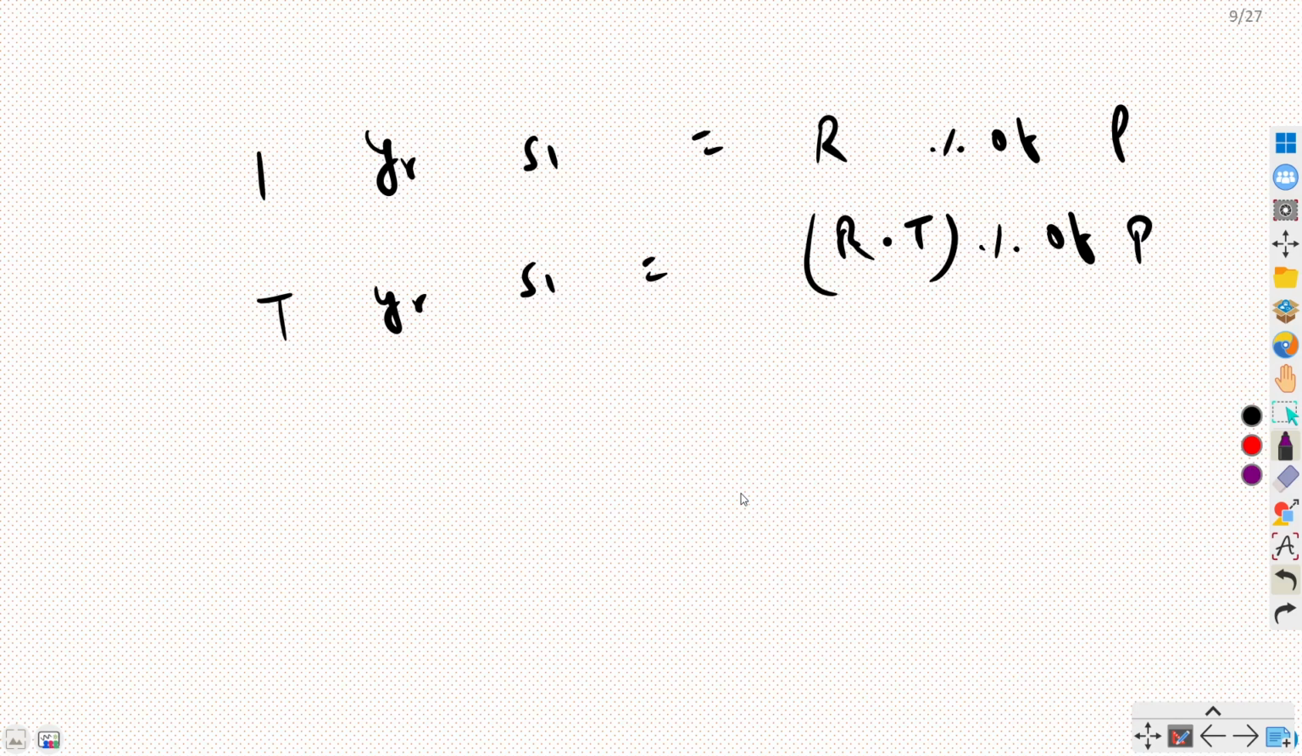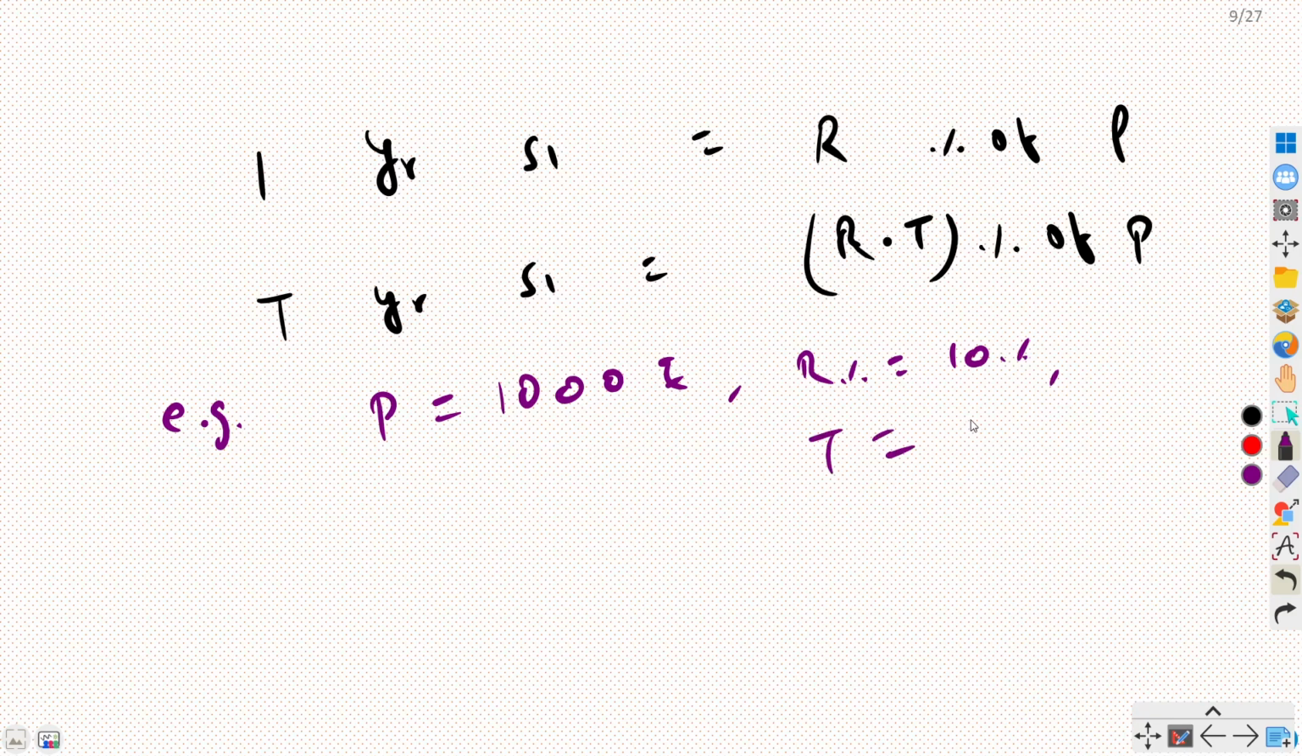So for example, let me give you an example. Principal is 1000 rupees. Rate percent is say 10%, and time is let's say 5 years. And if someone asks you what is the simple interest? Now, obviously, you can go by that formula P into R into T by 100, but we are not going to use that formula. Okay, that is a school method.